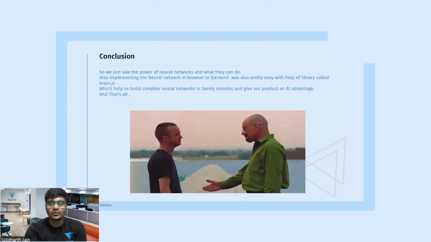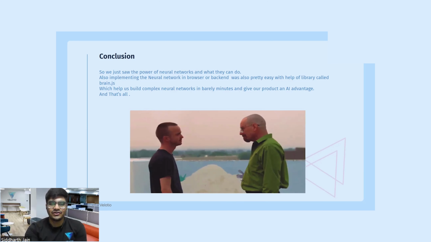So thus we conclude the power of Brain.JS, and we can say that building a neural network in the back end or front end was very easy with the help of Brain.JS, thus giving a product an AI advantage.